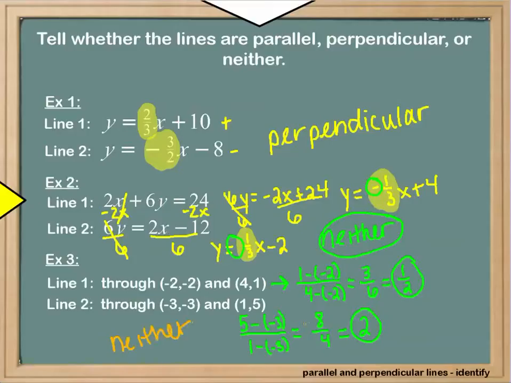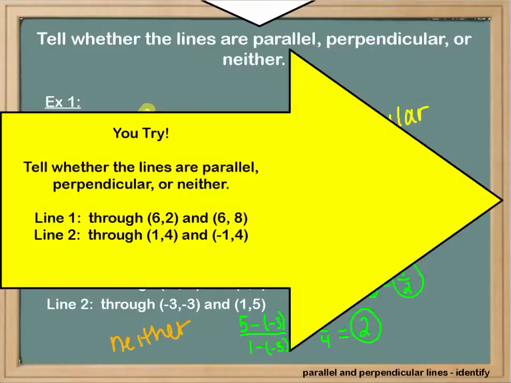You try the following example. Tell whether the line that goes through (6, 2) and (6, 8), and the line that goes through (1, 4) and (-1, 4) are parallel, perpendicular, or neither. Hit the pause key and come back to reveal the answer.